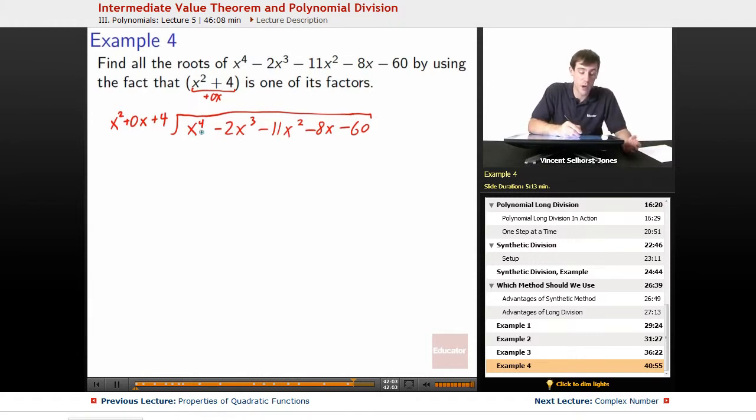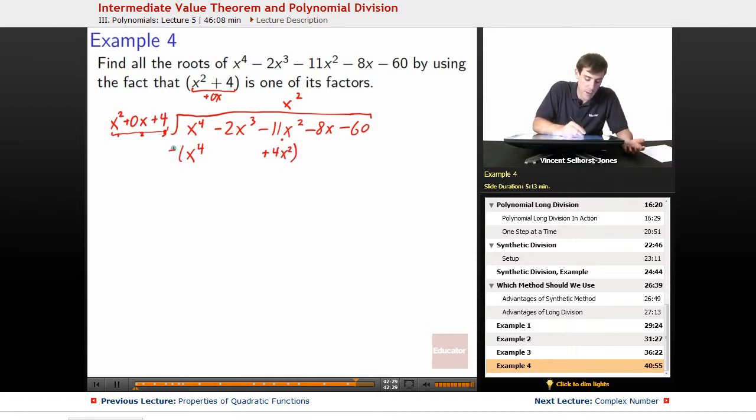So how many times does x squared go into x to the fourth? It goes in x squared, but we don't put it here. We put it here, where it would line up for 3 different terms. 1 term, 2 terms, 3 terms. So it lines up on the 3rd term over here, minus 11x squared. So it will be x squared here. So x squared times x squared plus 0x plus 4. So we get x to the fourth, this is just blank still, plus 4x squared.